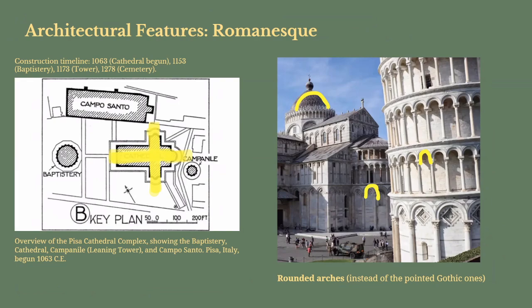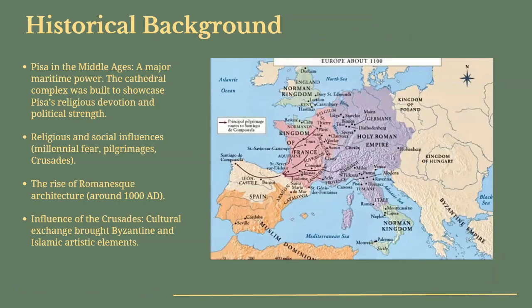Now let's step back in time. Around the year 1000 AD, Europe was experiencing what we call the millennial fear. People believed the world might end. When it didn't, society saw a new era of stability, expansion, and most importantly, church building projects. Pisa itself was a prosperous maritime city, thriving through trade and conquest. The spoils of naval victory over Muslims provided funds that were funneled into this cathedral complex.